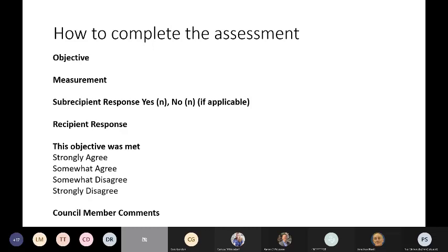So if you choose that it was not met, that you disagreed, then you are required to say why you disagree that it was met and also provide some information about improvement. What would you suggest that the Part A recipient does to ensure that next year the objective is met?